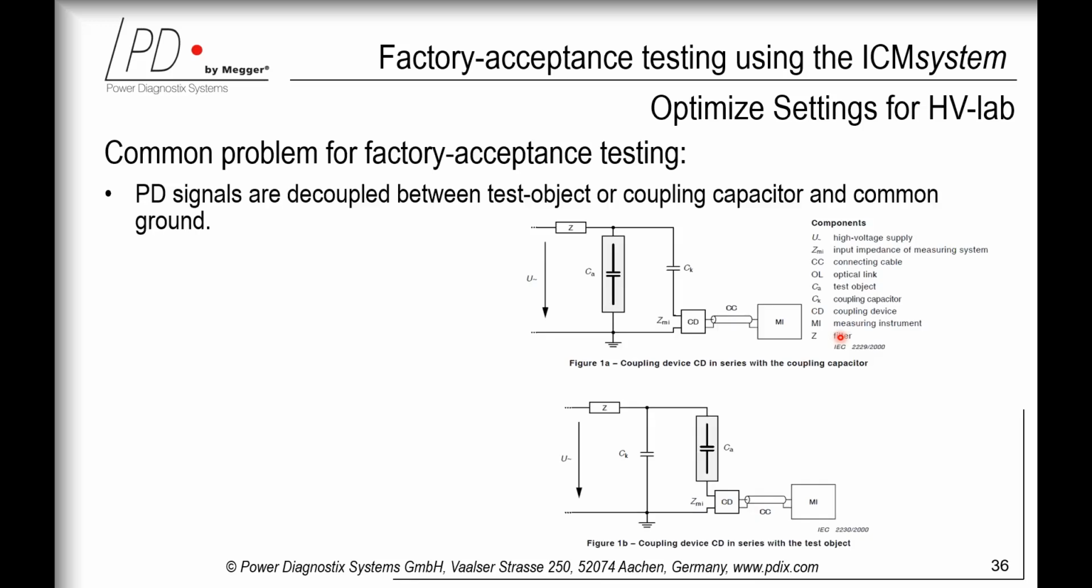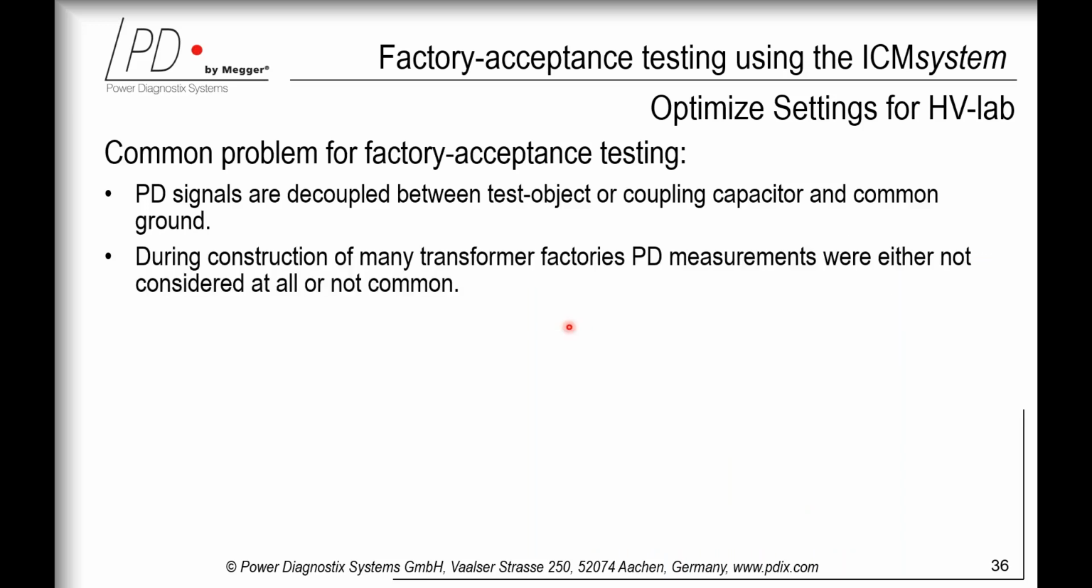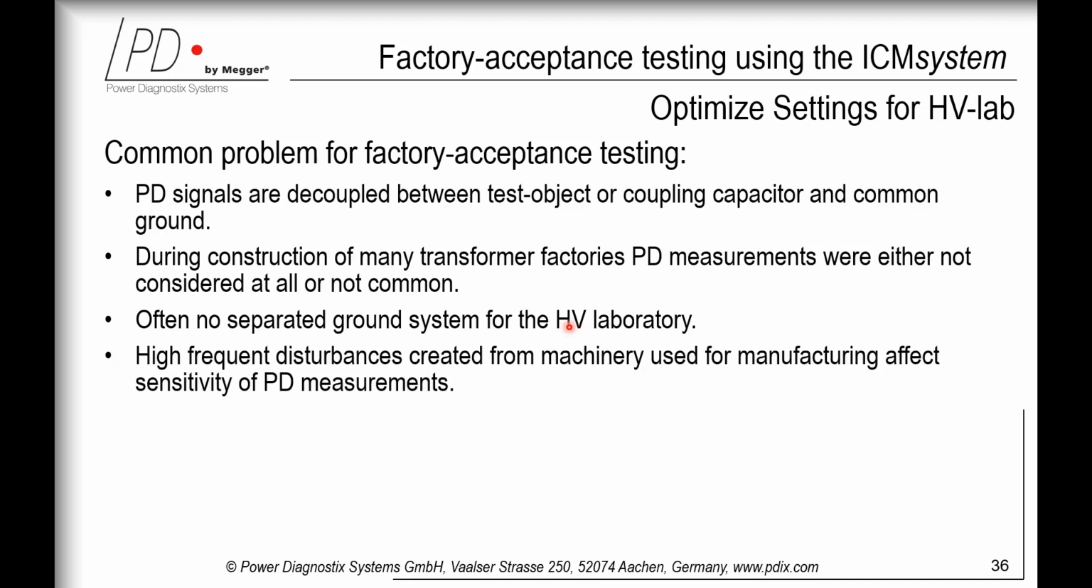The measuring impedance is close to the ground connection, either below the coupling capacitor or below the device under test. So it measures basically all HF signals picked up over the common ground. Second issue is, during construction of many transformer factories, PD measurements were either not considered at all or not common, which led to the fact that there's often no separated ground system for the HV laboratory. So high frequent disturbances created from machinery used for manufacturing affect the sensitivity of PD measurements.